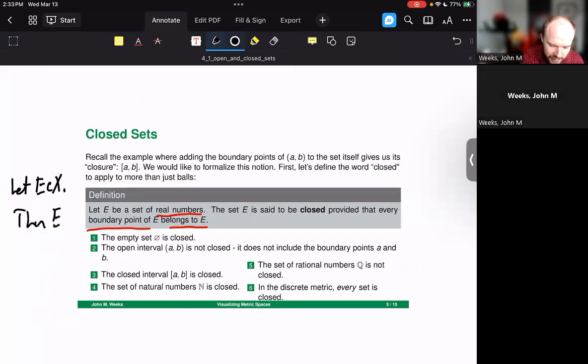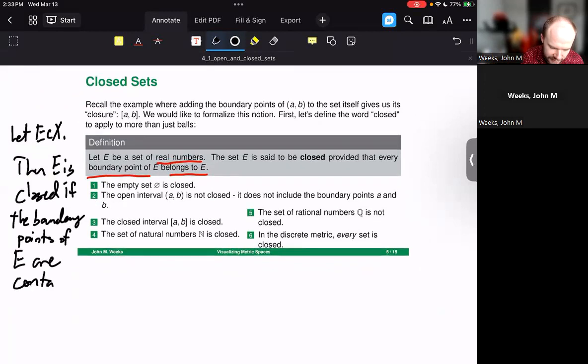Then E is closed if the boundary points of E are contained in E. So we have some examples here in terms of the real numbers. The empty set is closed because the empty set has no boundary, so it is going to be closed.